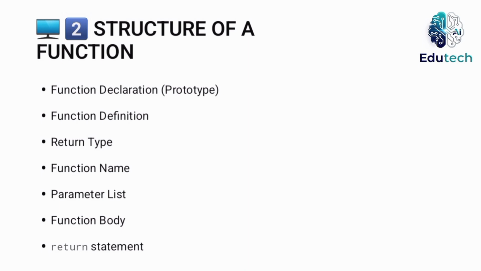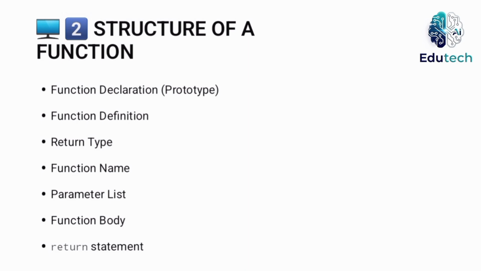Explain the structure of a function. A function in C consists of two parts: function declaration and function definition. The declaration, also called function prototype, informs the compiler about the function's name, return type, and parameters before it is used. The definition contains the actual body of the function, which includes statements to perform a specific task.